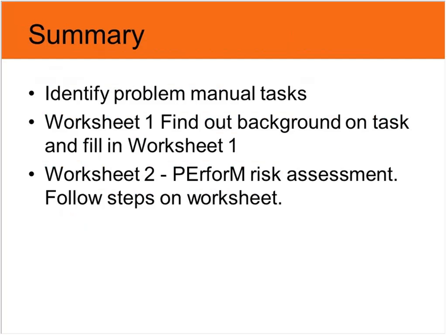That's all we wanted to cover for today's session. We've talked about how to identify your problem manual tasks and what the risk factors are, what they might look like, how you can identify those, and also shown you how to complete worksheet 1 and partially complete worksheet 2. If you need more information on those, please go to the handbook, and you can also get more information in the Hazardous Manual Tasks Code of Practice.